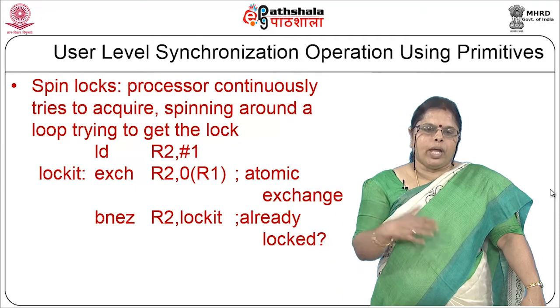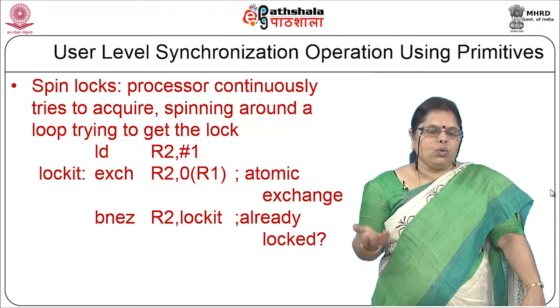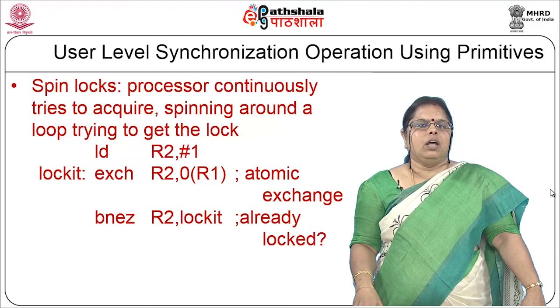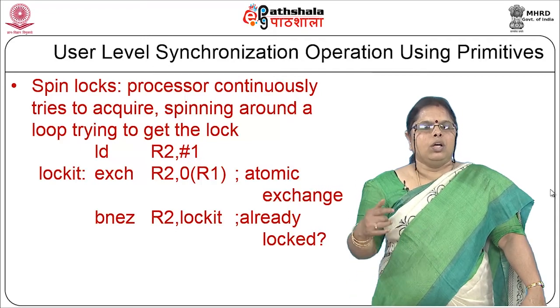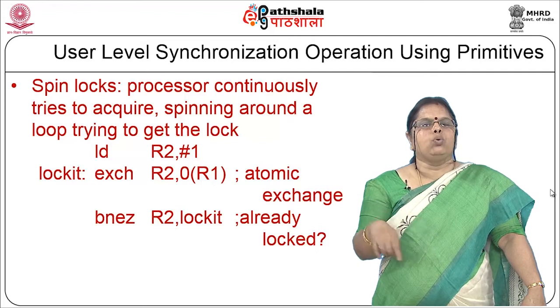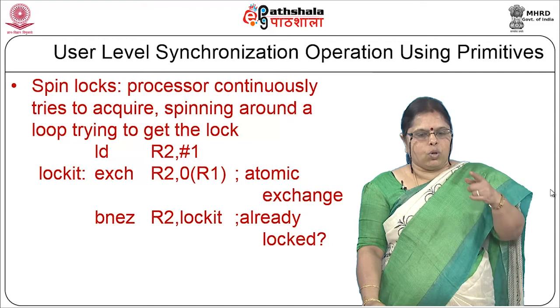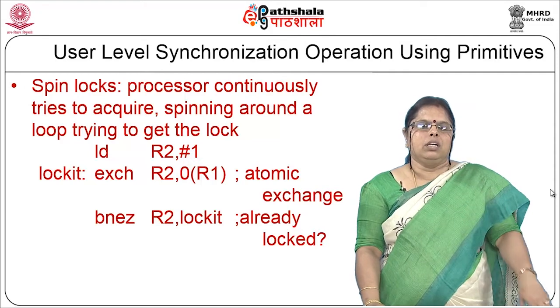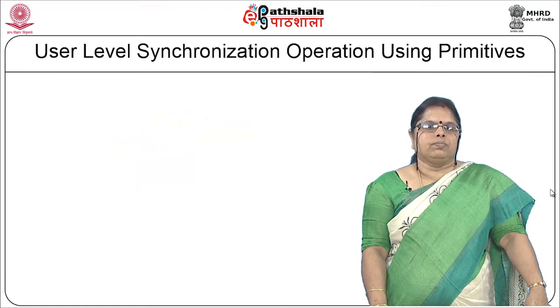On the other hand, if you get back a value of 1 in R2, then it means that you were not successful in acquiring the lock. So, in that case, branch on not equal to 0, that is if it is a 1, you go ahead and keep trying to acquire the lock. So, that is a spin lock. So, you are basically keeping on waiting till the lock becomes free. So, this is an example of a spin lock.